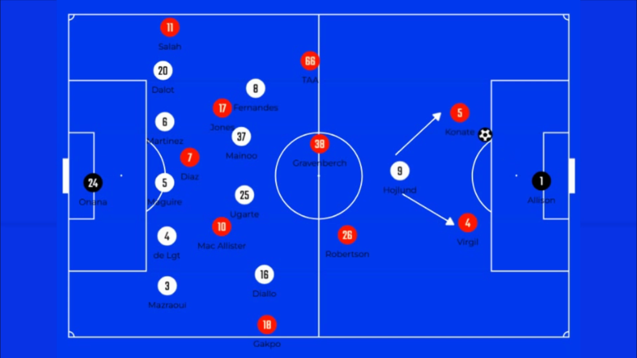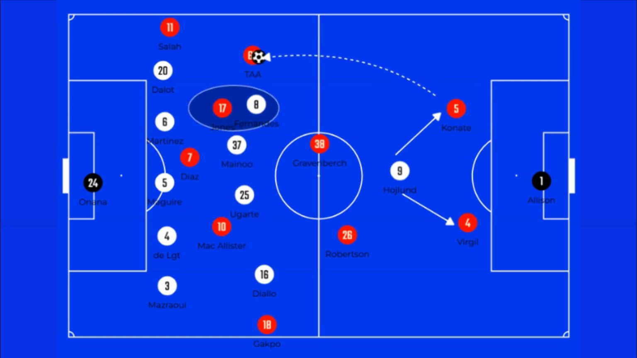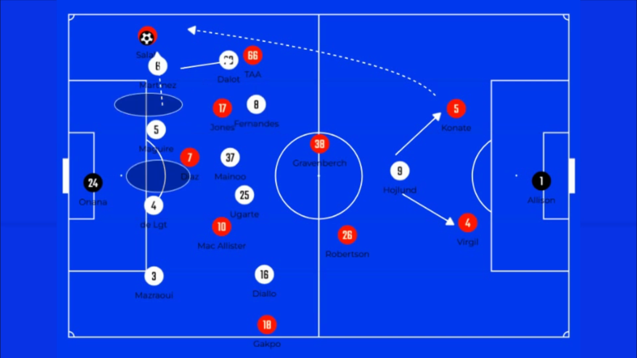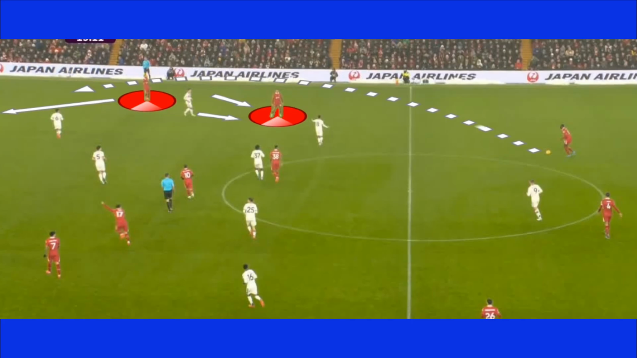With Jones occupying Fernandes, support of Salah from Alexander-Arnold on the right in the half space pulled Dalot away from Salah. This gave room for Salah to receive more direct balls into space on the right side. With Martinez now pulled out of position, it meant that McAllister and Jones could find pockets of space in United's defence, with late runs into the penalty area to get onto crosses.